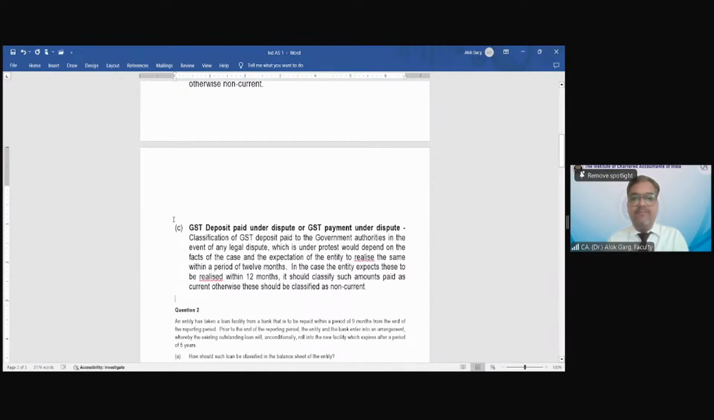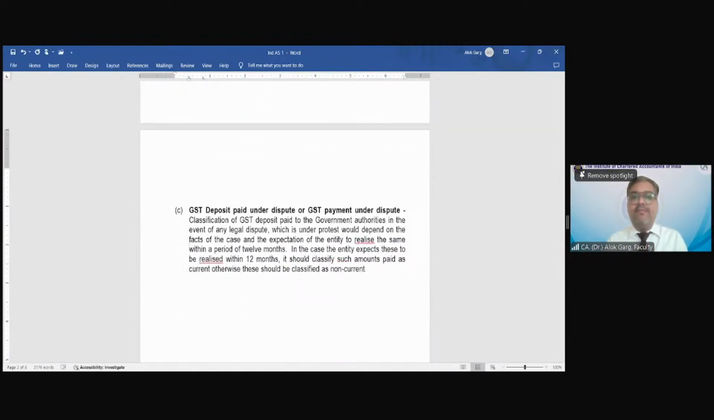GST deposit. Classification of GST deposit paid to the government authorities in the event of any legal dispute, which is under protest, would depend on the facts of the case and the expectation of the entity to realize the same within a period of 12 months. In case the entity expects these to be realized within 12 months, it should be classified as current. Otherwise, it has to be classified as non-current.